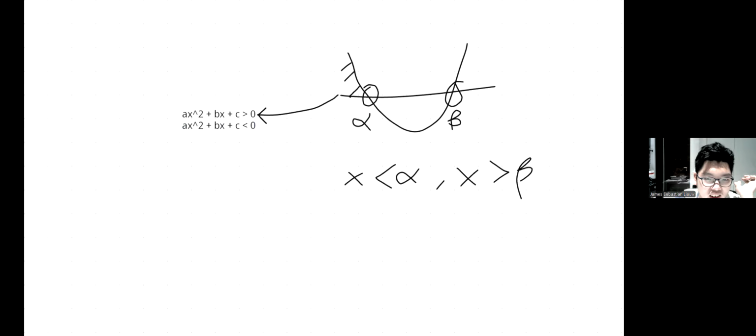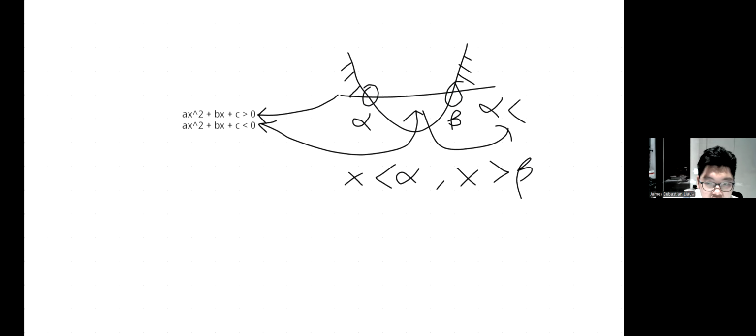If you think about it, this part is not taken into account because it's clearly less than 0. And again, the same thing for your second case. If it's less than 0, then this is what I would want, and that would be alpha less than x less than beta.